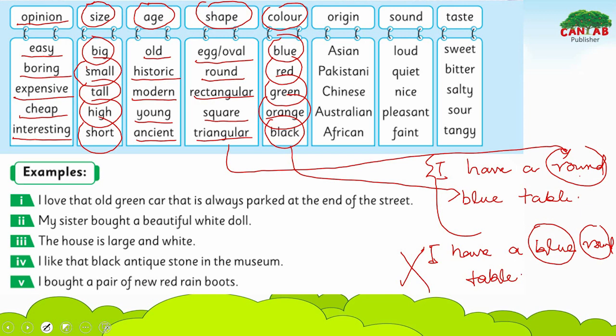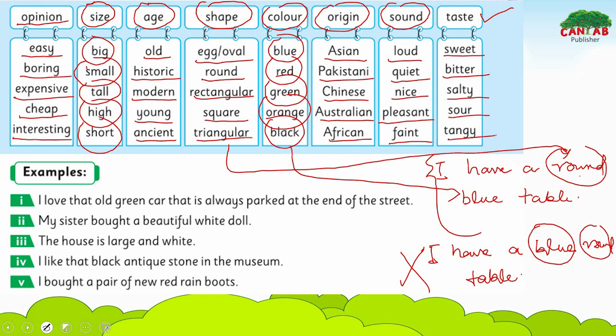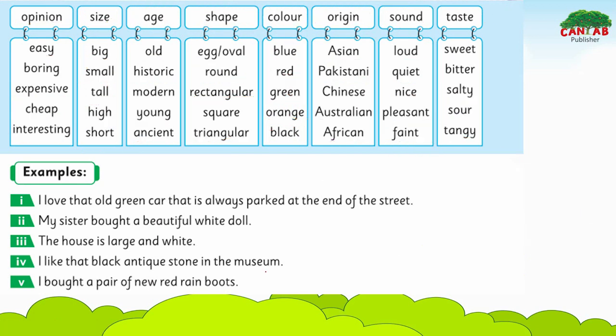In this manner, in terms of origin: Asian, Pakistani, Chinese, Australian, African, these are the adjectives of origin. The adjectives of sound are loud, quiet, nice, pleasant, faint. And in terms of taste: sweet, bitter, salty, sour, and tangy. Now let's check these adjectives in sentences.